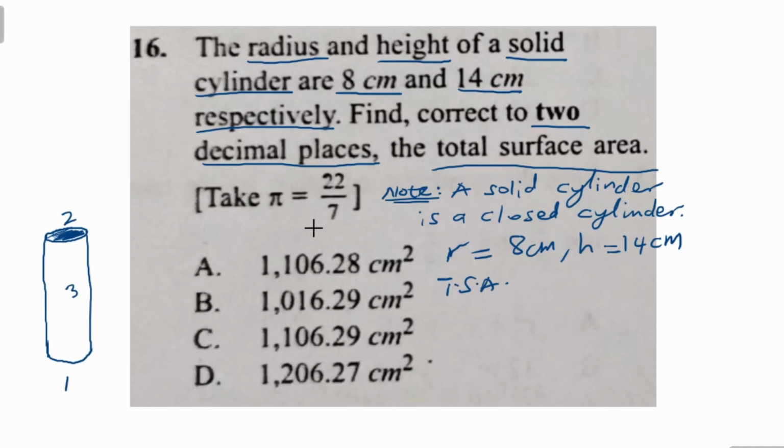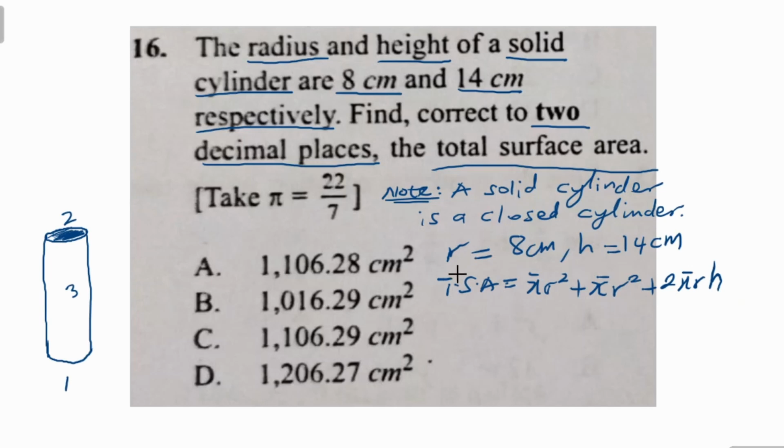So the total surface area of a cylinder is just finding the areas of each of the 3 faces and putting them together. The base is a circle, and the area of a circle is pi r square. So let's write that, pi r square. And the top or the lid is also a circle, so the area of that is also going to be pi r square. And now the curved surface area is 2 pi rh.